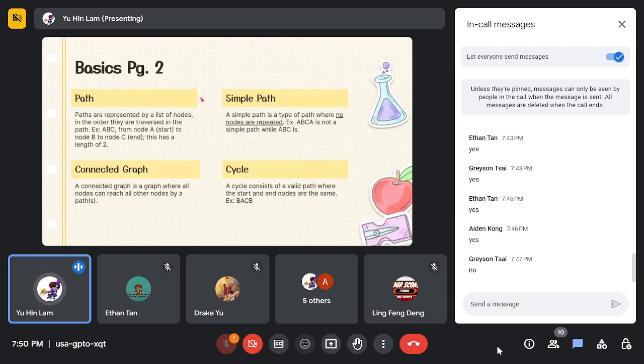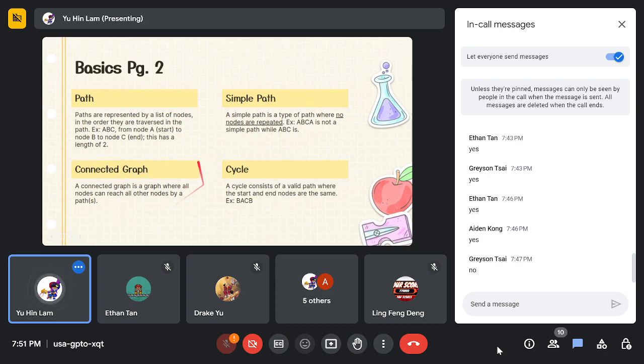Paths are represented by a list of these nodes, and they represent the order that they move in. A simple path is one where no node or point is repeated. So an example is A, B, C, A. Since A is repeated, this is not a simple path. But ABC is a simple path since they each only appear once.